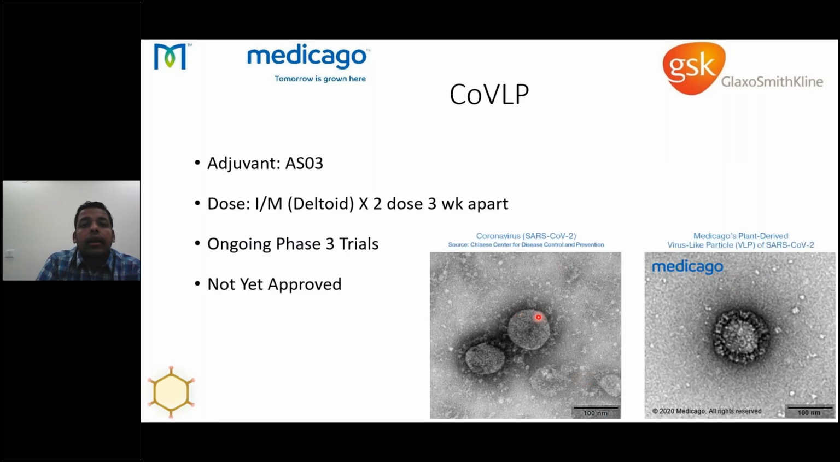Well, these are micrographs. This is the real coronavirus, the SARS-CoV-2 virus. And this is a micrograph of the Medicago virus-like particle that has been formed inside the leaves of the plants. This uses an adjuvant which is called AS03. Its dose is intramuscular deltoid, 2 doses 3 weeks apart. Again, it has not yet been approved, only phase 3 trials are ongoing, but again, very promising.